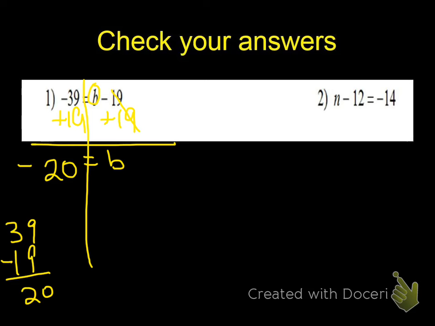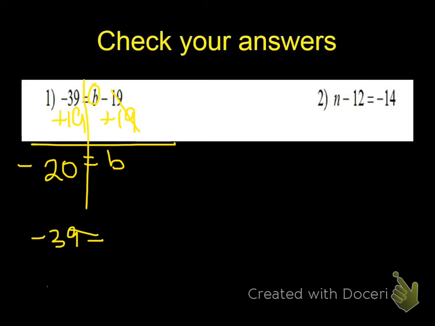Again, we'll plug this back in to check. So we have negative 39 equals negative 20 minus 19. Negative 39 equals negative 39. It works out, so we have the correct answer.